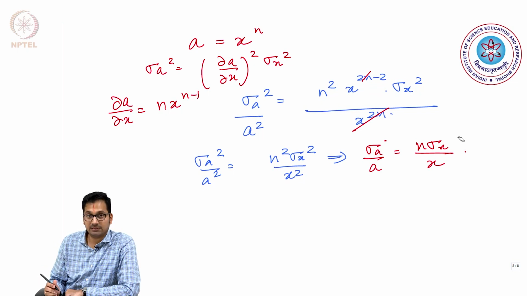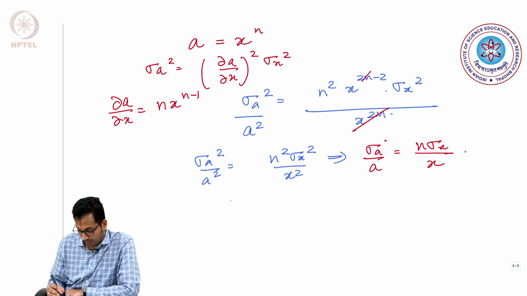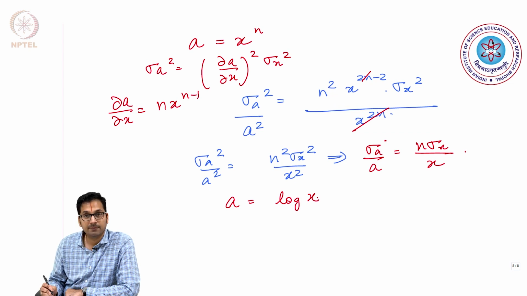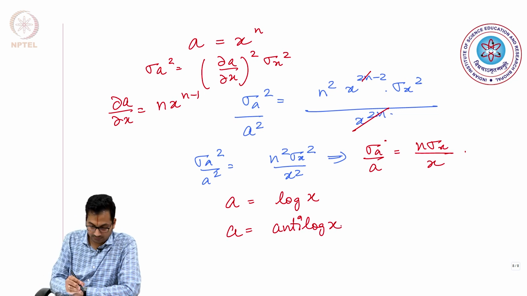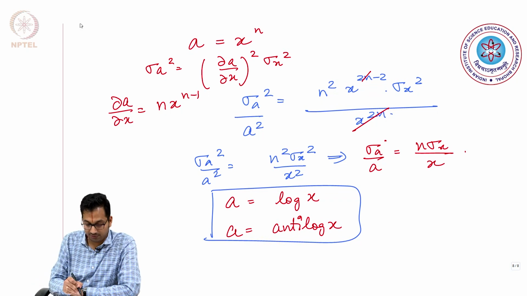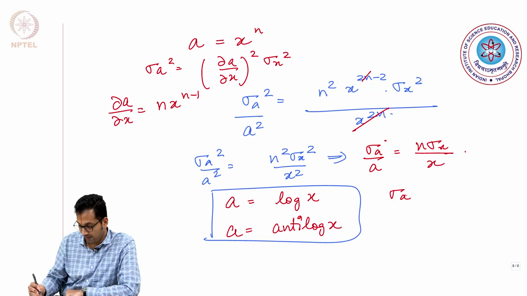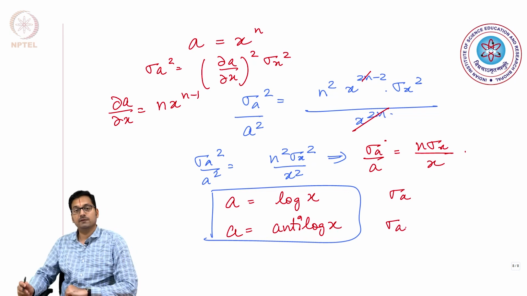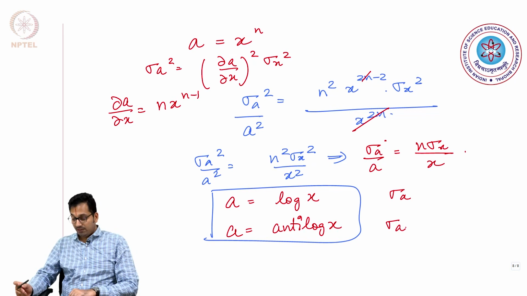I would leave it as an assignment for you to figure out what happens when you want to take A equal to log of x, and let us say A equal to anti-log of x. Kindly do these two assignments to determine what is sigma A in this case and sigma A in the other case as well, so that one is able to understand.